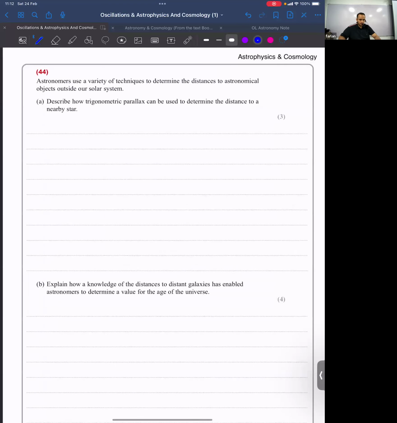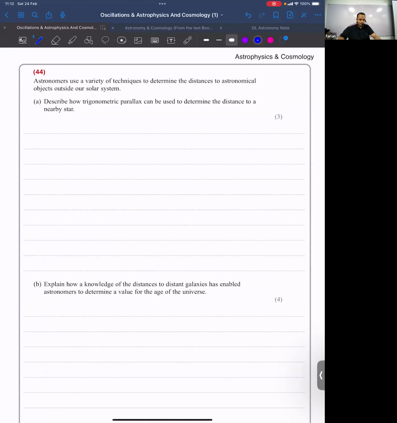Astronomers use a variety of techniques to determine the distances to astronomical objects outside our solar system. Describe how trigonometric parallax can be used to determine the distance to a nearby star. We answered this question, right?